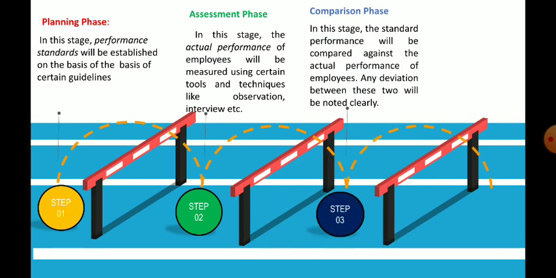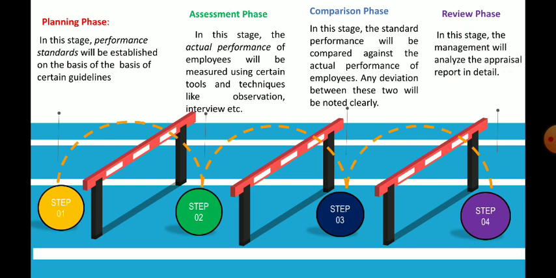Third stage is comparison phase. In this stage, the standard performance will be compared against the actual performance of employees. Any deviation between these two, either deficiency or proficiency, will be noted very clearly, and it helps to understand the strengths and weaknesses of the employees. So in the third stage, we will be comparing the standard performance against the actual performance of employees.